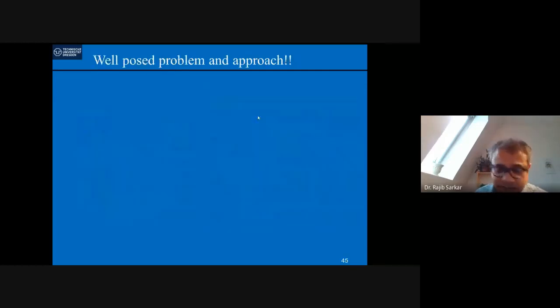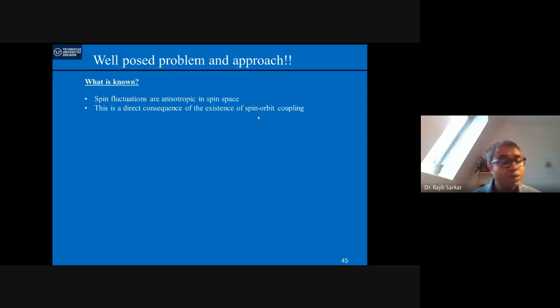So our target was to really understand what these nematic fluctuations look like and what we can get from the NMR. Initially, when we started the problem, what was known to us? We knew that in this particular system there is a presence of spin dynamics, or spin fluctuations, and that they are anisotropic in space. This is the direct consequence of the existence of the spin-orbit coupling.